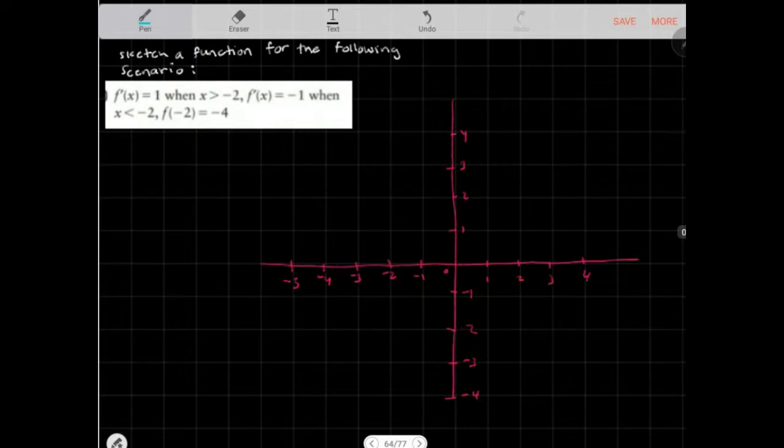Okay, let's sketch a function for the following scenario. f prime of x is equal to 1 when x is greater than negative 2, and f prime of x is equal to negative 1 when x is less than negative 2, and f of negative 2 is negative 4. Okay, so I'm going to start with the derivative function.